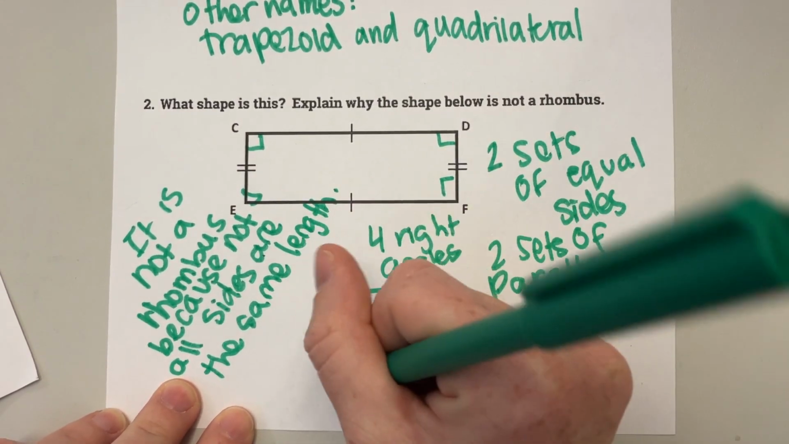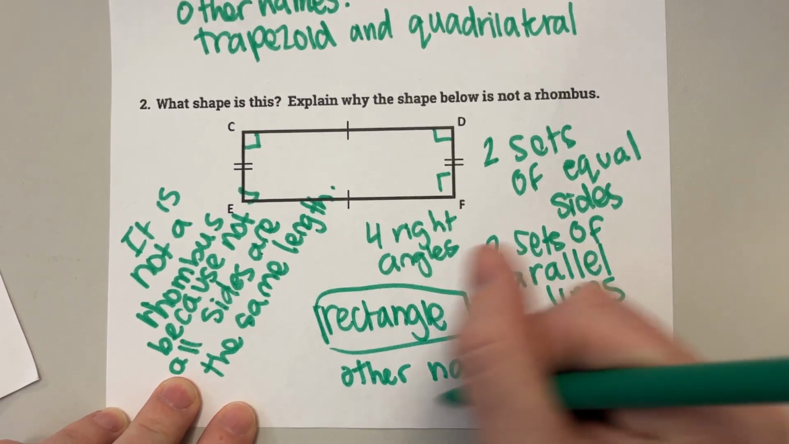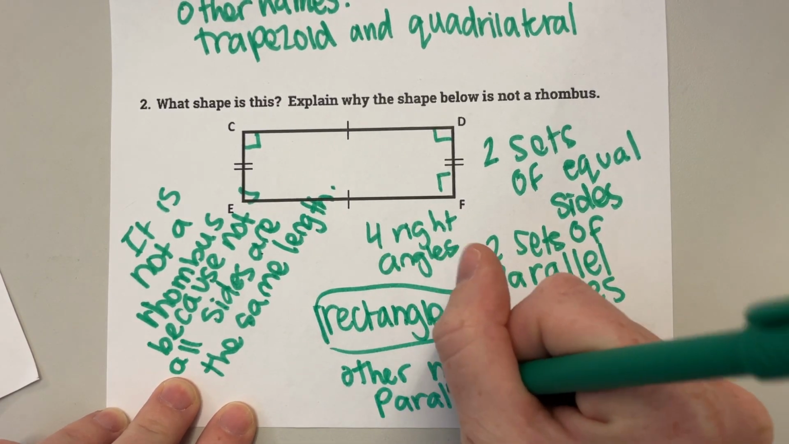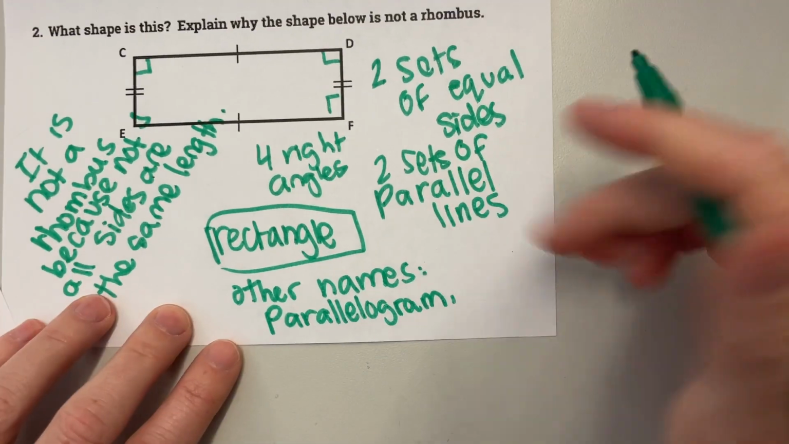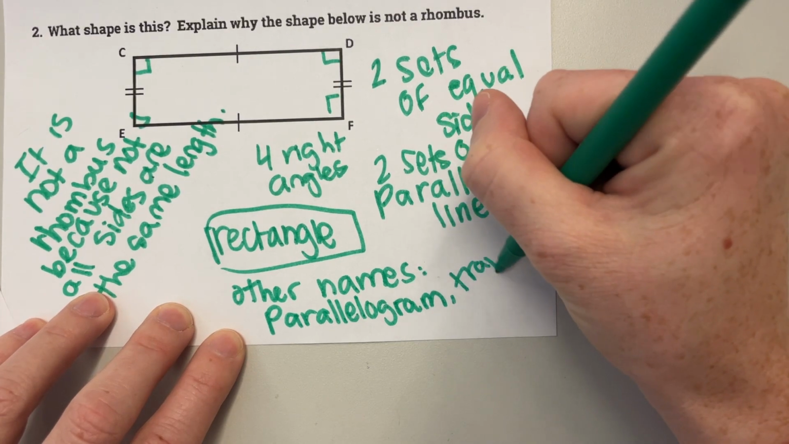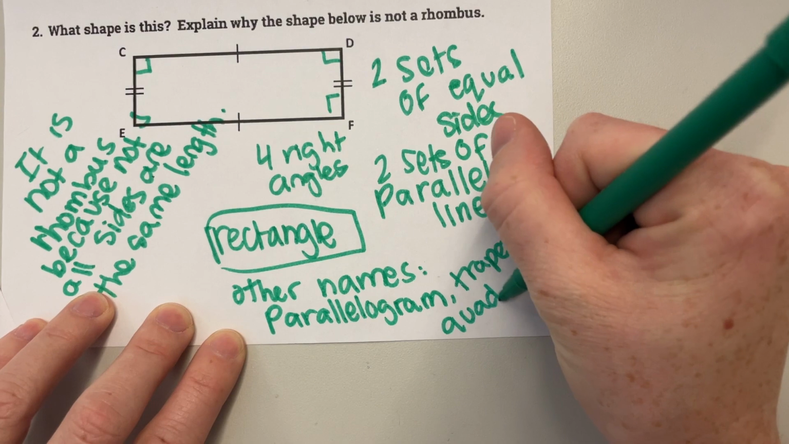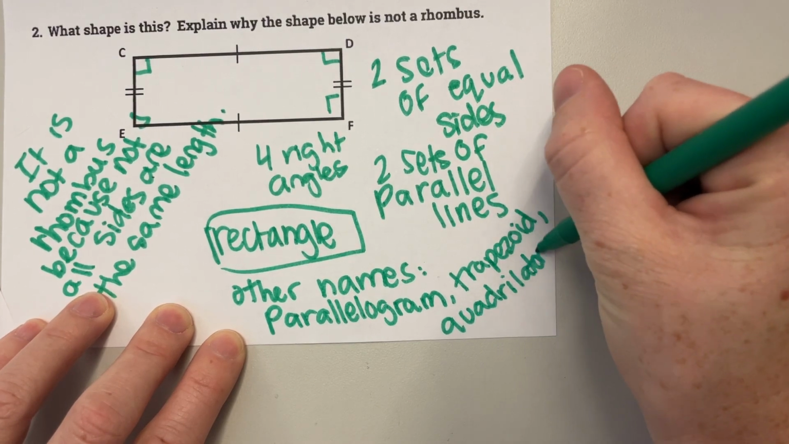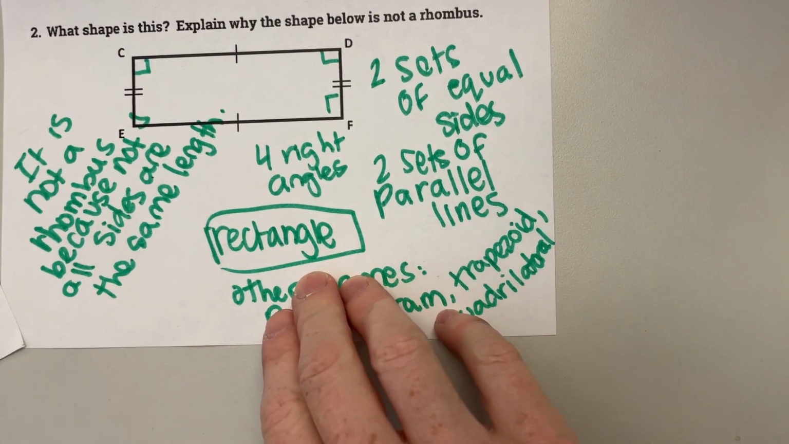And then our other names would be parallelogram, trapezoid, and quadrilateral. Okay, but again, we're looking for that word rectangle.